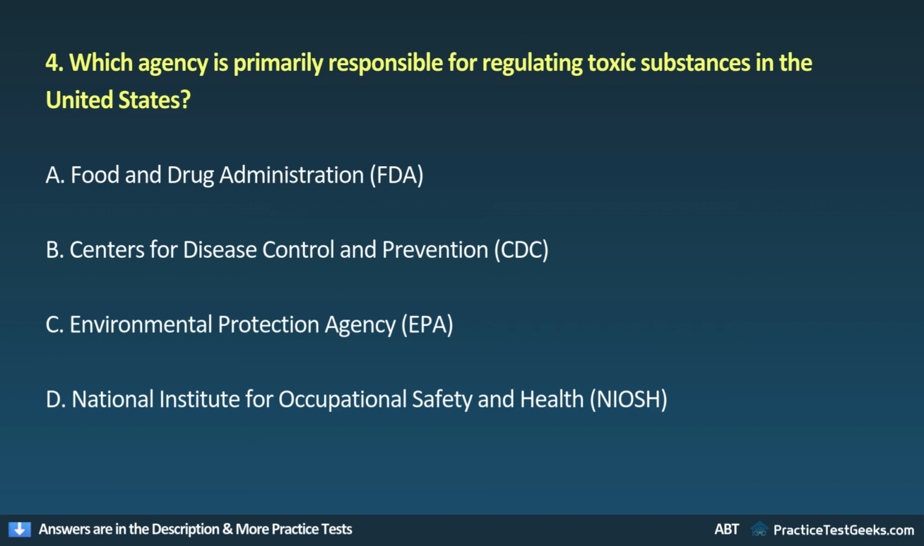4. Which agency is primarily responsible for regulating toxic substances in the United States? A. Food and Drug Administration, FDA. B. Centers for Disease Control and Prevention, CDC. C. Environmental Protection Agency, EPA. D. National Institute for Occupational Safety and Health, NIOSH.